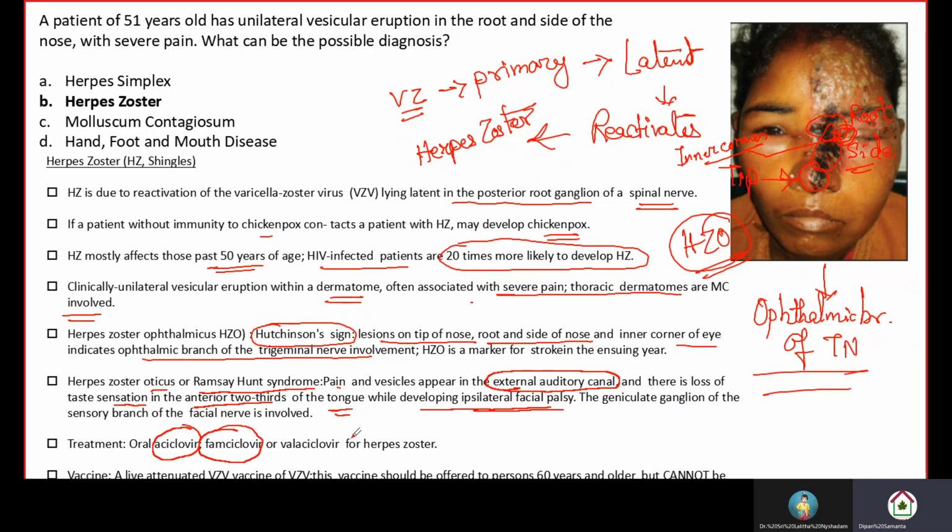famciclovir, valacyclovir for herpes zoster. And a vaccine is there, a live attenuated vaccine. The vaccine should be offered to persons 60 years and older, but cannot be used in children. Okay, so this is about herpes zoster.